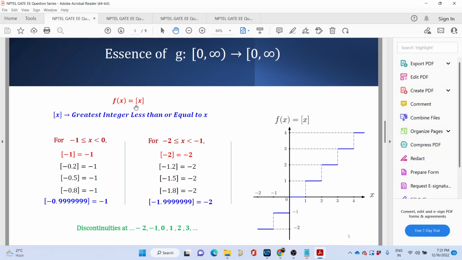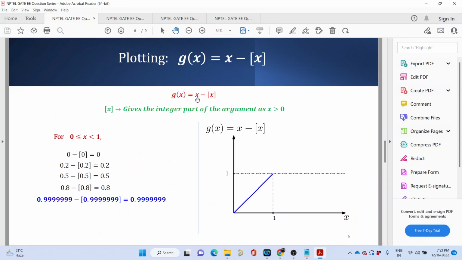Now we have understood how a floor of x function would look like. Let us see how x minus floor of x would look like. So 0 minus 0 would be 0. 0.2 minus floor of 0.2: floor of 0.2 returns 0, so 0.2 minus 0 gives you 0.2. 0.5 minus floor of 0.5 is also 0.5, since floor of 0.5 returns 0. 0.8 minus floor of 0.8 returns 0.8.